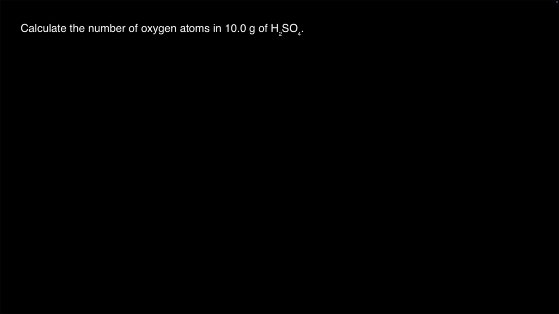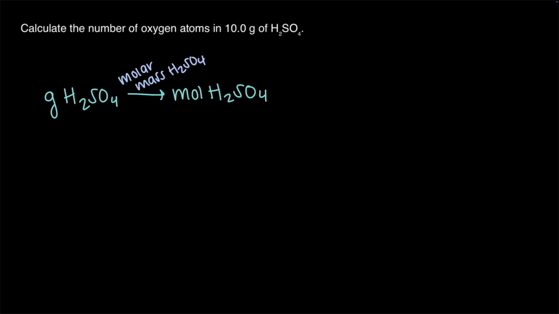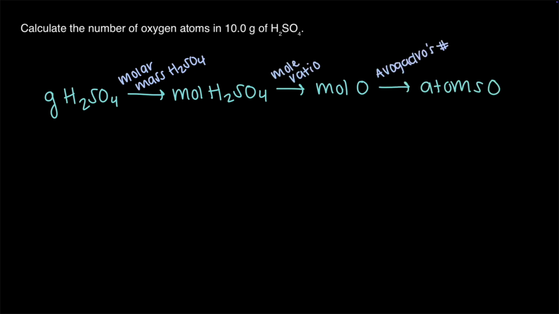We have 4 moles of oxygen for every 1 mole of H₂SO₄. We are given grams to start with, so we need to convert to moles of H₂SO₄ using the molar mass of H₂SO₄, so we can convert to moles of oxygen using the mole ratio, and then atoms of oxygen using Avogadro's number. The molar mass of H₂SO₄ will be 98.08 grams of H₂SO₄ for every 1 mole of H₂SO₄.